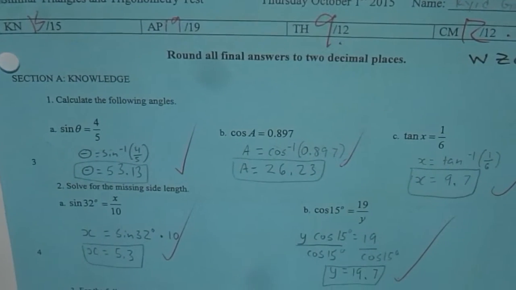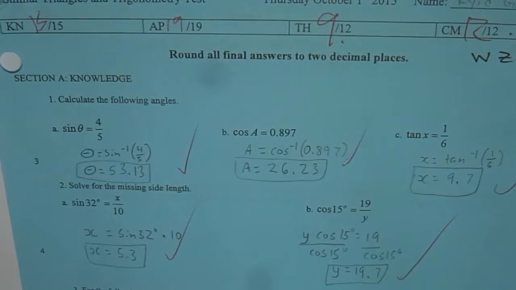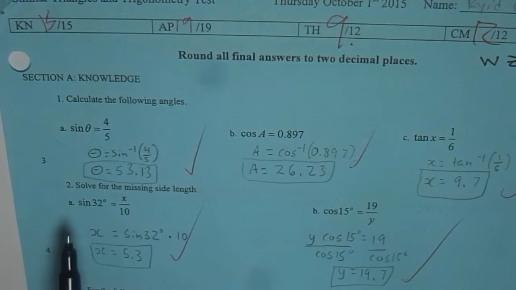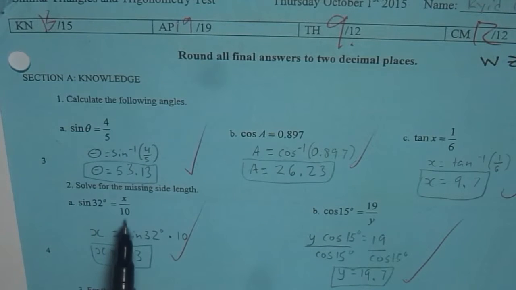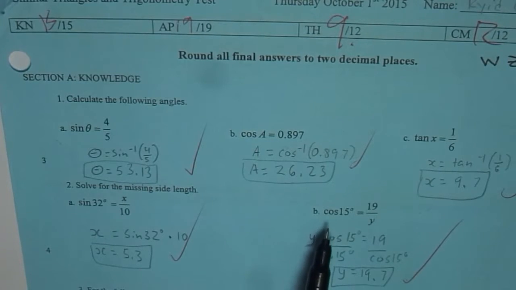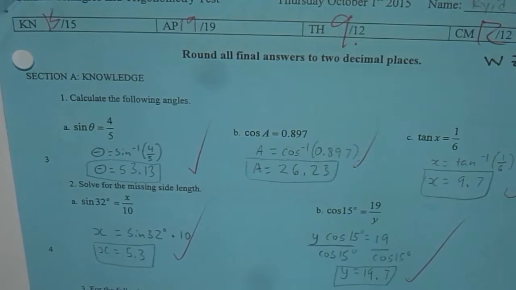Question number 2 is to solve for the missing side lengths. So we know sine 32 is x over 10, for example. You need to find x. It's like solving ratios, right? And here we have cosine 15 equals 19 over 5.